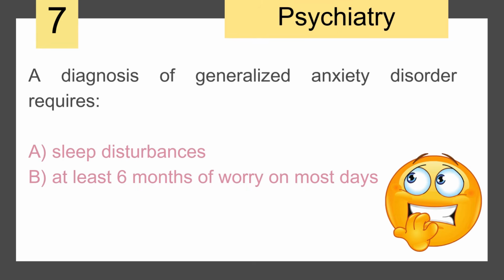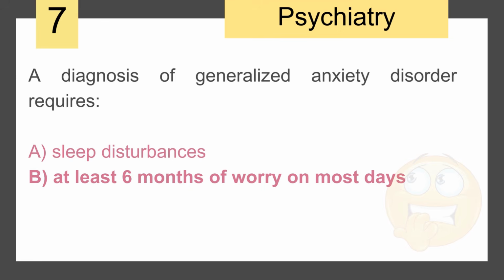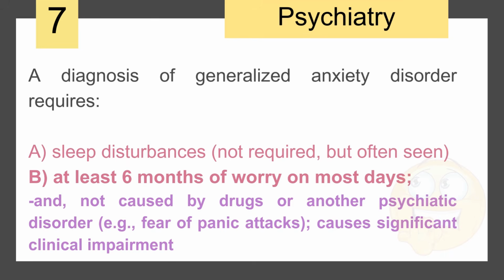Question 7. A diagnosis of generalized anxiety disorder requires, just like schizophrenia, at least 6 months of symptoms. And in this case, 6 months of worry on most days. It's true that in generalized anxiety disorder we may see sleep disturbances, but it's not required for diagnosis. It's often seen, but not required. To get a diagnosis of generalized anxiety disorder, anxiety is not caused by drugs or another psychiatric disorder such as fear of panic attacks, that would be panic disorder, and the anxiety causes significant clinical impairment.